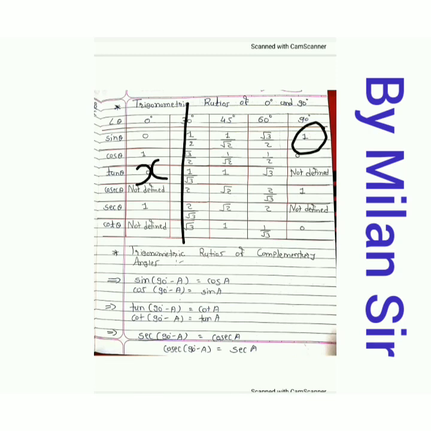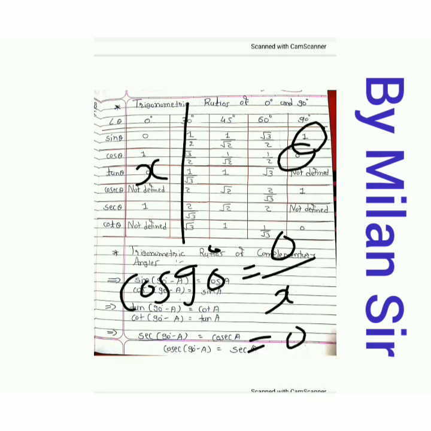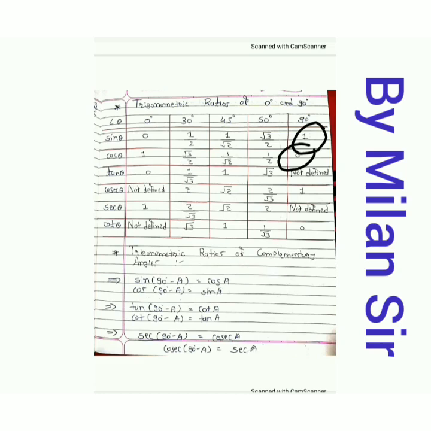Then cos 90, adjacent upon hypotenuse, but here adjacent side is equal to 0 upon X. So finally we got 0. So cos 90 is equal to 0. Now we can find our other values by using these two functions, sin theta and cos theta.